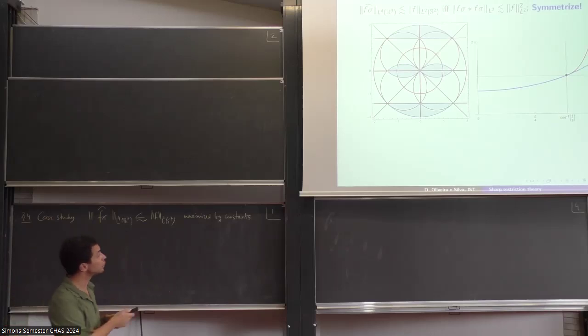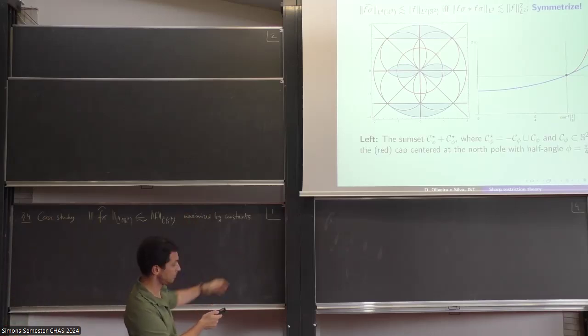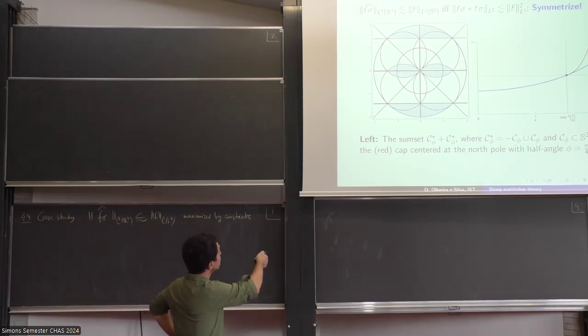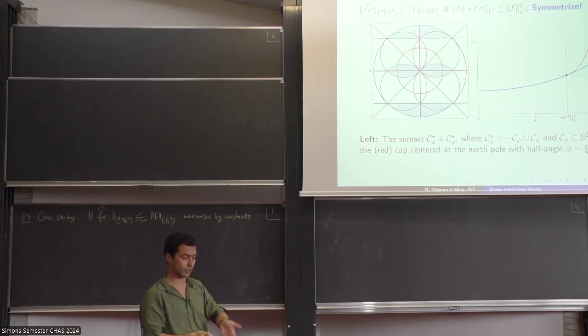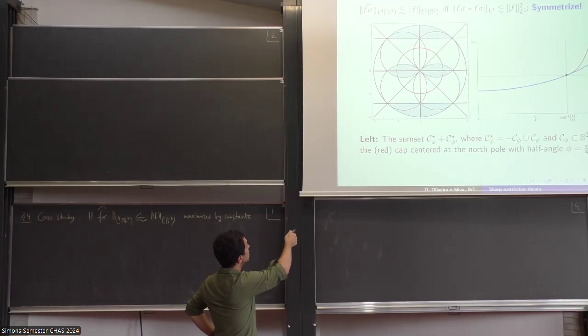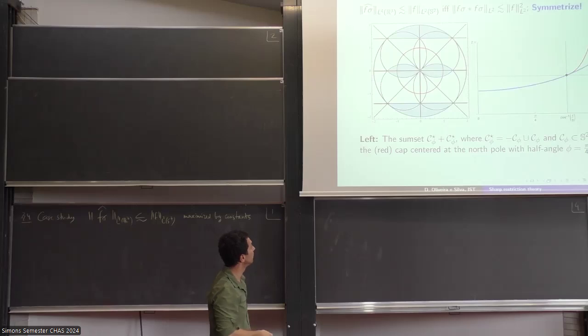Okay, so what do I have here? There's a left picture and a right picture. I'm trying to explain both. So on the left, we have a sphere. I'm just taking a planar section because the whole thing is rotationally invariant. So we have the unit sphere, and the unit sphere has two caps in red, centered around the North Pole and the South Pole.